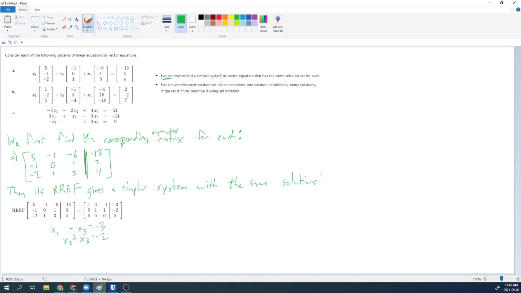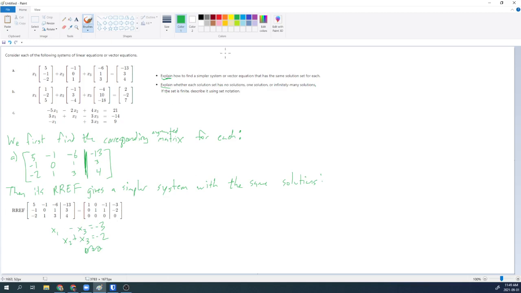I've explained how to find a simpler system that has the same solution set. The last row is 0 equals 0, but of course we already know that, so I can just omit it. So there's a simpler system right here. Then I need to explain whether the solution set has no solutions, one solution, or infinitely many. I remember from class that it'll be obvious if it's no solutions or one solution. No solutions has a contradiction. One solution just tells you exactly what's happening.